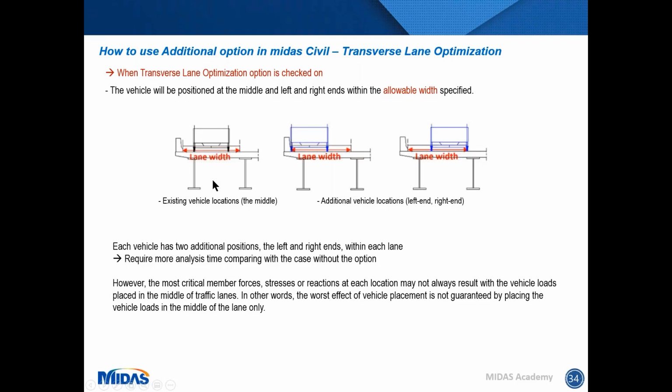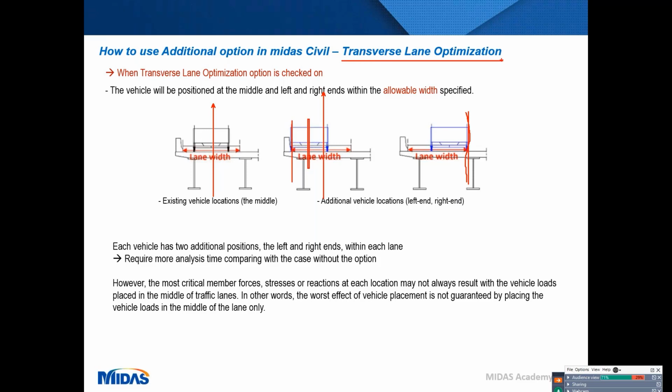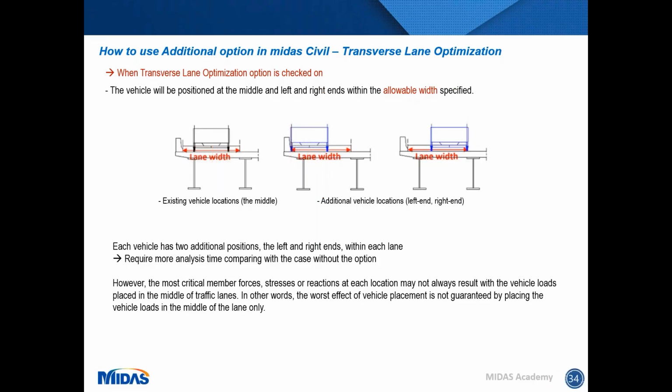So without that option, originally the software MIDAS Civil will apply the vehicle to the center line of the lane. But if you check on the transverse lane optimization function, the center line is here, and you also apply the vehicles to the edge of the lane here. This is the left edge, this is the right edge. So you will consider 2 additional positions in the transverse direction within 1 lane if you use this transverse lane optimization function. As it considers more positions of the vehicles, it might take more analysis time. You might notice that.